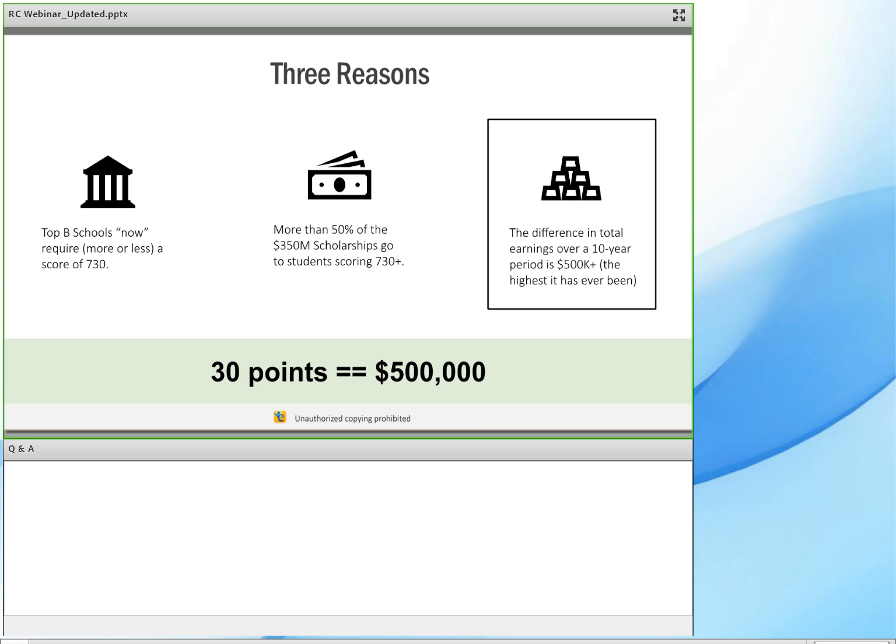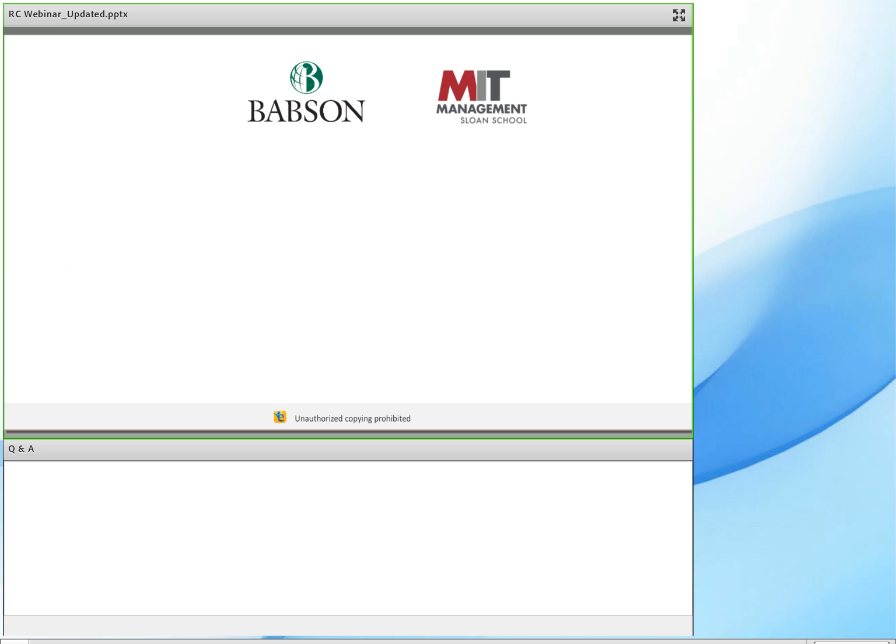The third reason is the delta in total earnings, that's the highest that it has ever been. So I'm going to compare two schools, Babson and MIT. Both these schools are in Boston. Boston is a reasonable place to live, not super high costs of living like those in New York or San Francisco. And these two schools are 20 miles apart.